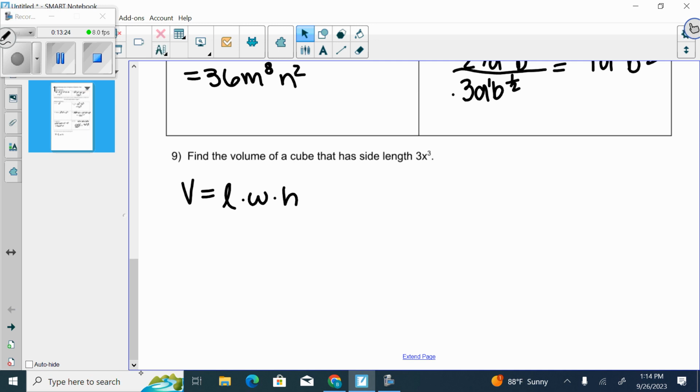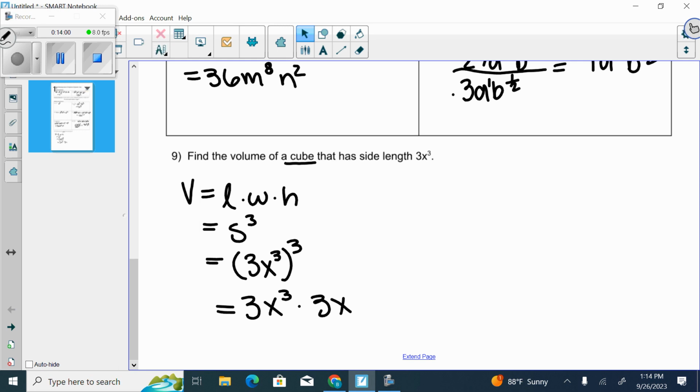And we said we had what kind of a shape? A cube. What do I know about the length, the width, the height, or any side in a cube? They're all the same. So really what this means is one side times itself 3 times, or that side cubed, right? And what they say the length of that side was? So what we really have here is 3x cubed raised to the third power, right? So that means I have how many 3x cubes? 3. 3 of them. So I got 3x cubed times 3x cubed times 3x cubed.